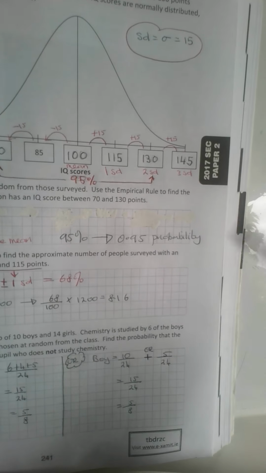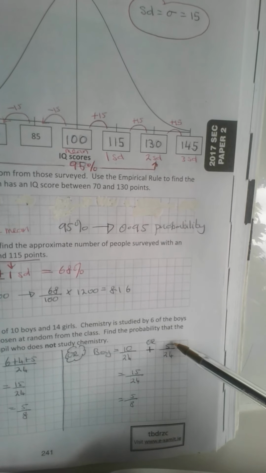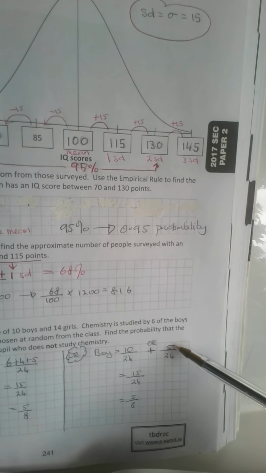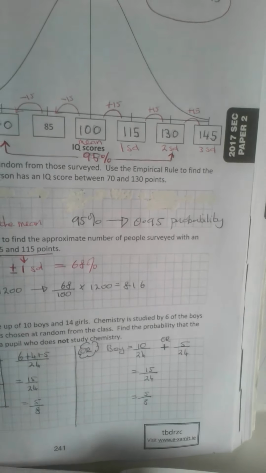And maybe another way of writing it: you could say your boys were 10 over 24, and you'd have to know in your head not to repeat the boys that do not study chemistry, so it would be 5 over 24, and you come up with the same answer.